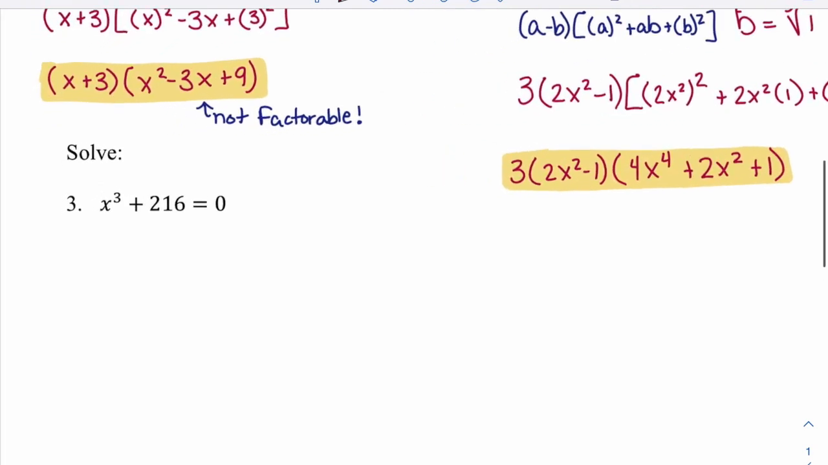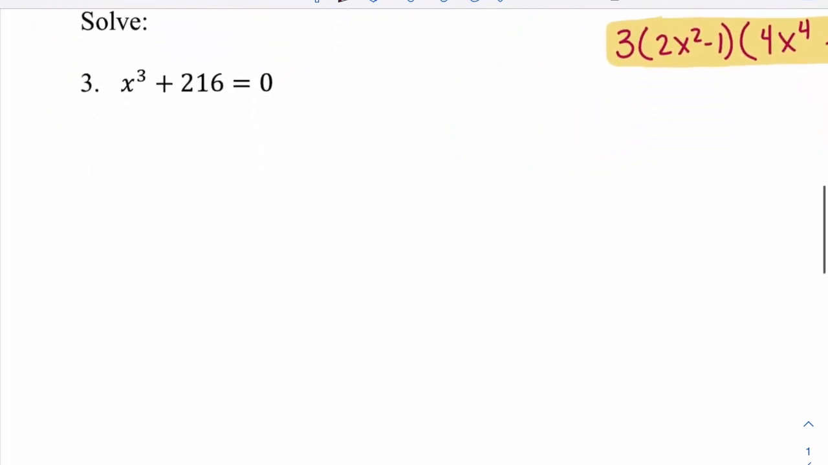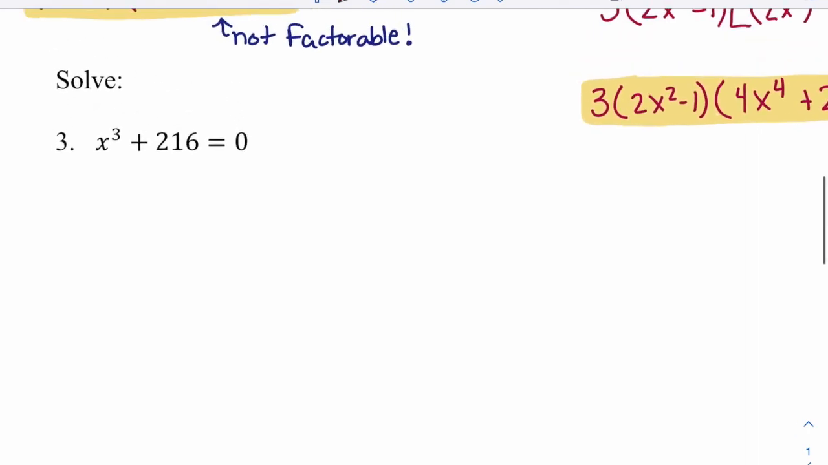The last example we are going to do is one where we have to solve. So this time, steps are the same in terms of factoring, but we have an equal 0. So there's no GCF, so I can go right into my, this will be sum of cubes. So my a is going to be the cube root of x cubed, which is just x. And my b is going to be the cube root of 216.